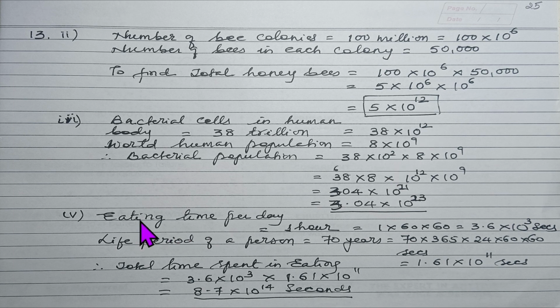Now coming to the next question, eating time per day for one individual is 1 hour. That comes to 3.6 into 10 raised to 3 seconds, and a person generally lives for 70 years. Therefore the total eating time will be, 70 years converted to seconds, that is 70 into 365 into 24 into 60 into 60 seconds, that is 1.61 into 10 raised to 11 seconds. The total time spent in eating will be 1 hour per day into 70 years, and that will be 3.6 into 10 raised to 3 into 1.61 into 10 raised to 11, that is 8.7 into 10 raised to 14 seconds.